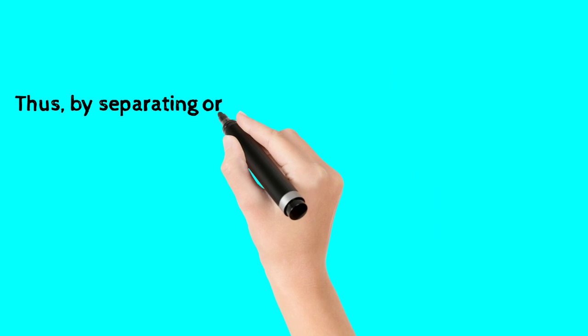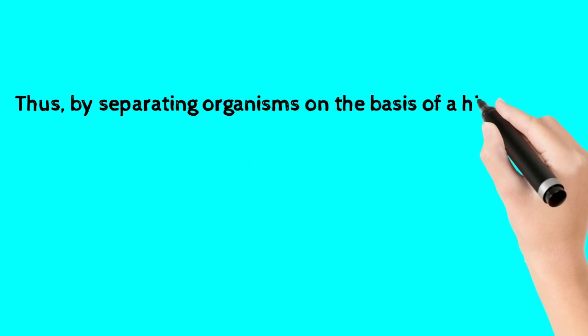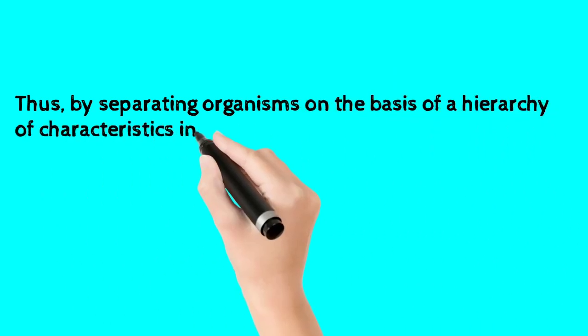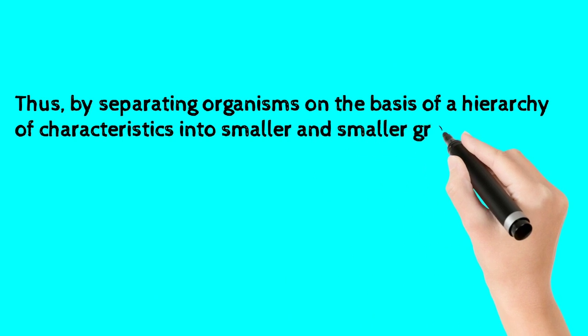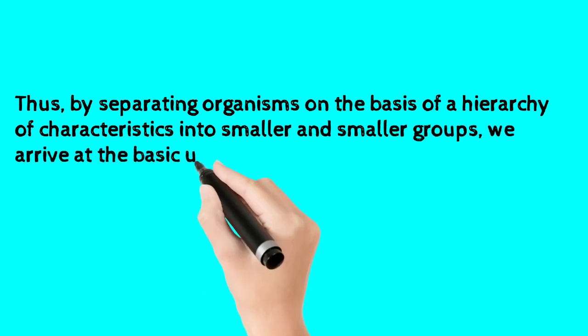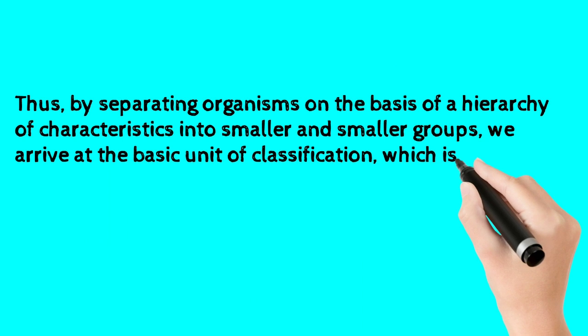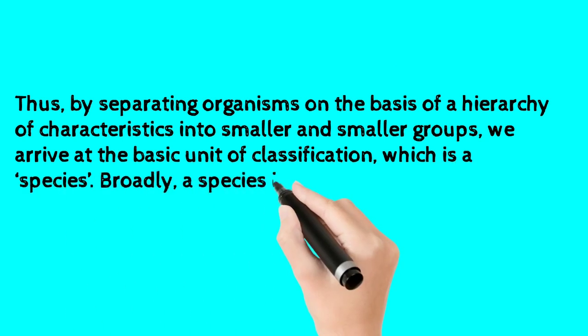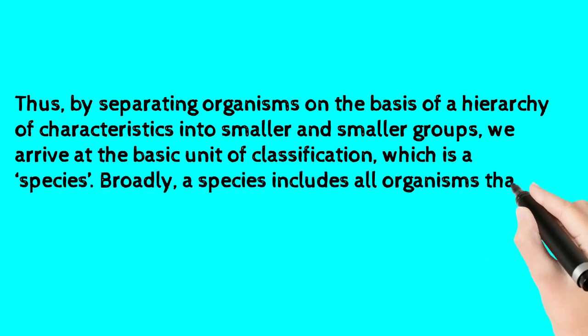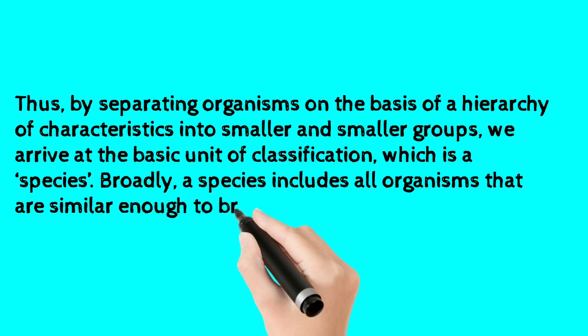Thus, by separating organisms on the basis of a hierarchy of characteristics into smaller and smaller groups, we arrive at the basic unit of classification, which is a species. Broadly, a species includes all organisms that are similar enough to breed and perpetuate.